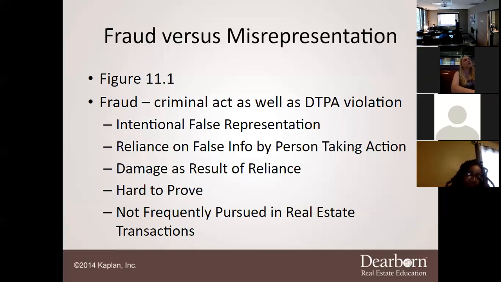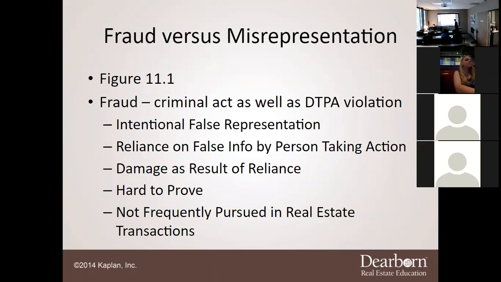So fraud is not frequently pursued in real estate transactions. A lot of people will threaten it, but not follow through. At least that's what Justin's told me in his experience, that a lot of times someone will threaten suing for fraud, but they just never follow through with it. And a criminal act, of course, would be a state matter, but a DTPA violation would be a civil matter. So DTPA is a civil matter.